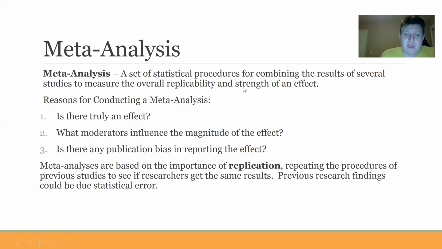So meta-analyses are based on the importance of replication, right? Every study that we conduct is probabilistic. Remember, if the null hypothesis is true, we have a 5% chance of rejecting the null hypothesis, which is bad. But being the good statisticians, being the good researchers that we are, we try to replicate our findings again and again and again. If it's something that's true, it should hold not just in this one instance, but multiple instances. Okay, so we try to see if previous research findings that say that there is an effect might be due to some kind of statistical error.